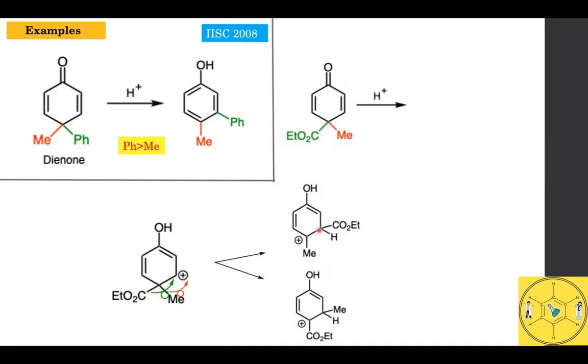Now we should think about which carbocation is more stable, this carbocation or this carbocation. We will see one by one. When you take this carbocation, it can be stabilized by the methyl group. That methyl group has 3 alpha hydrogens, through which it can be stabilized by hyperconjugation as well as the plus I effect.